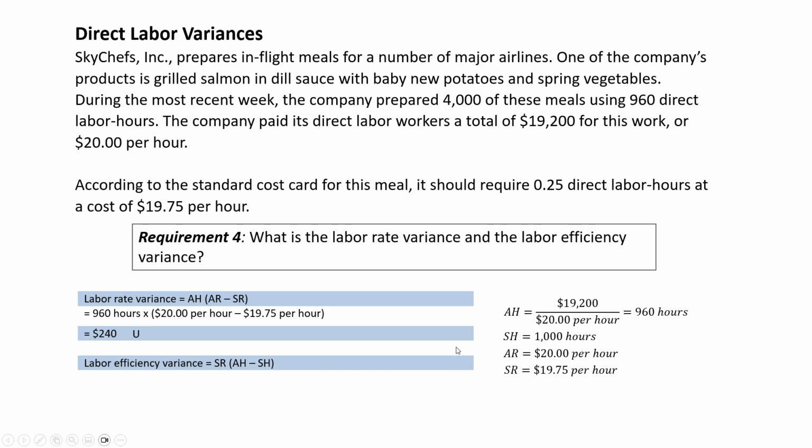I already worked through those in requirement 1. If you recall, 4,000 meals times 0.25 direct labor hours meant we thought we should have used 1,000 hours. So if we work this in, 960 hours minus 1,000 hours meant we saved 40 hours. Basically a work week for one employee. We saved 40 hours times $19.75. Again, let's think about this. Is this good or bad? Well, if we didn't use as many hours, this is going to be favorable. This is a good thing.